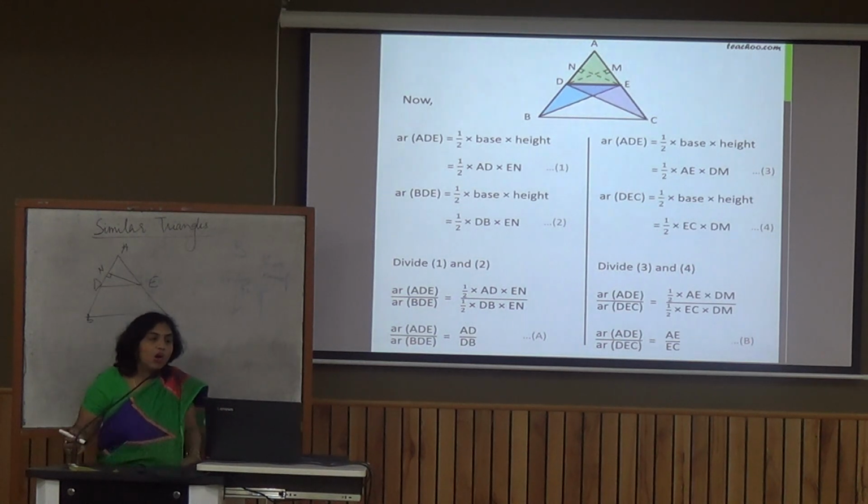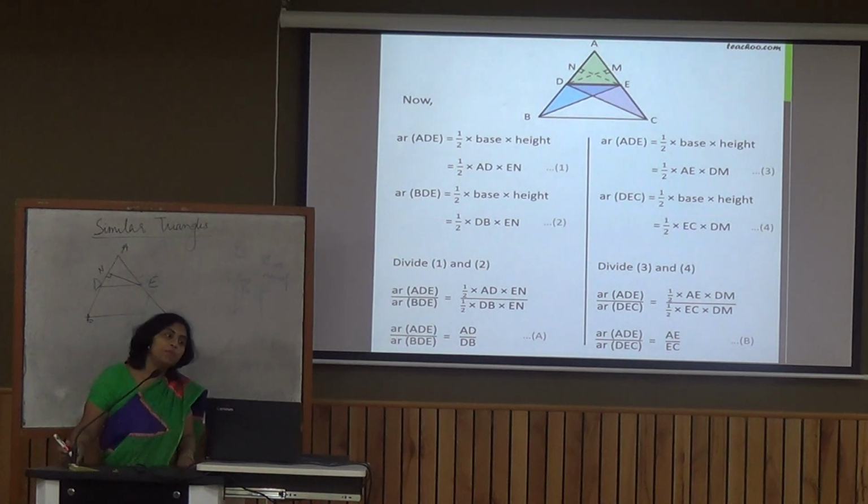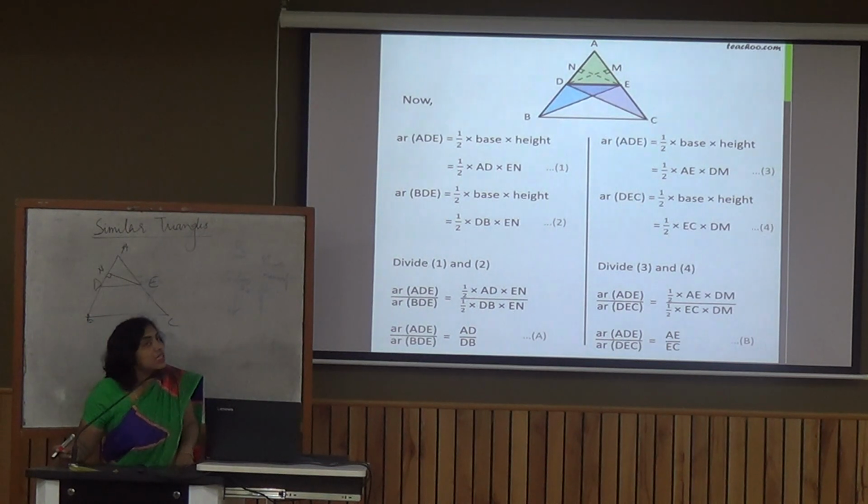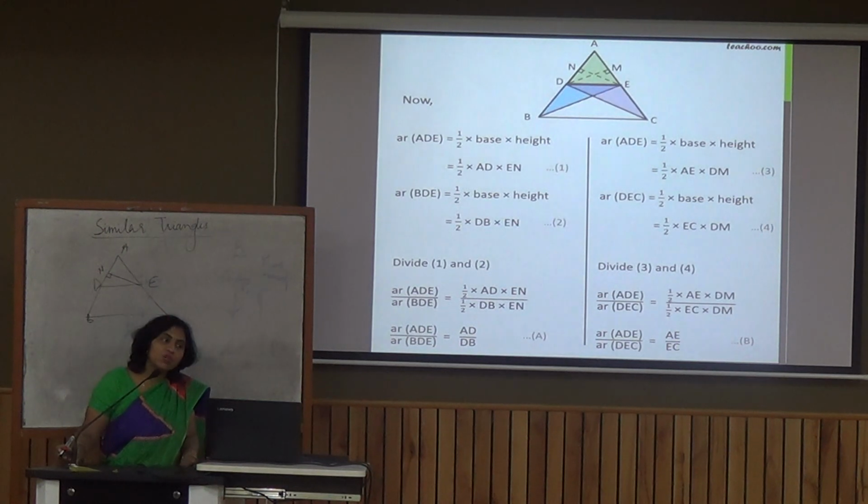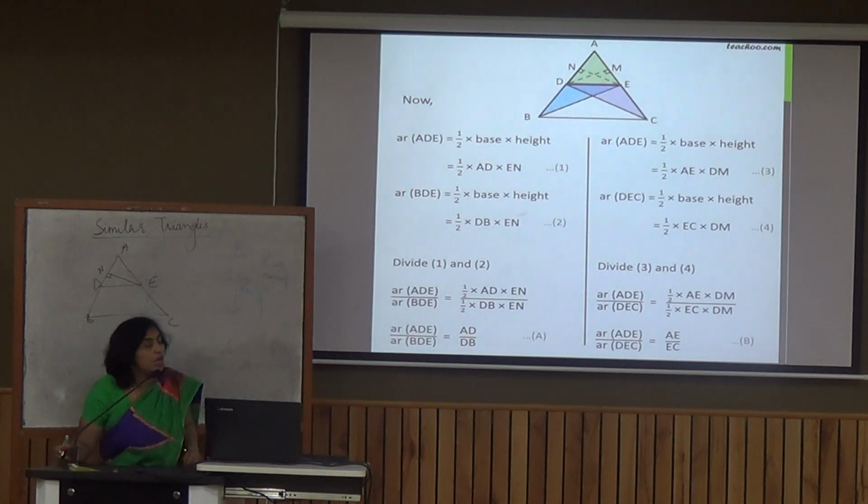Then we have area of triangle BDE, where we take BD as base. When we take BD as base, the angle at vertex D is an obtuse angle, so the perpendicular goes beyond the triangle, and EN again is the perpendicular. So, half base into height, half into DB into EN. Then, we divide both the equations to get area of ADE is to area of BDE as half AD into EN upon half DB into EN. Cancelling out the same factors in numerator and denominator, we get this as AD upon DB.